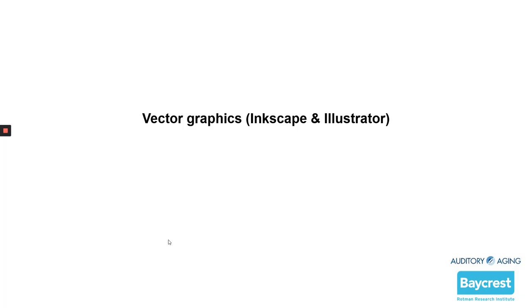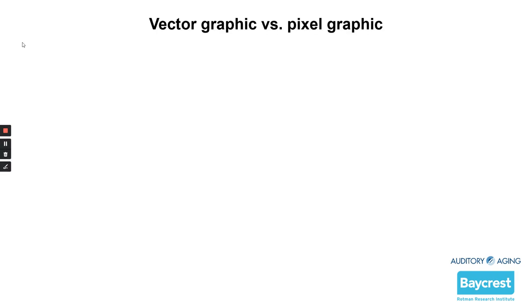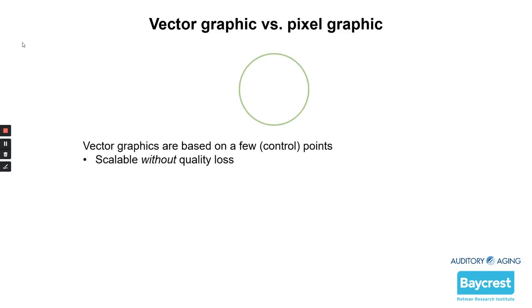I would like to now briefly talk about vector graphics because the final figure for a paper may be created with a vector graphics program. What is a vector graphic and what is the difference compared to a pixel graphic? We may use the circle as an example. Vector graphics are based on a few control points, so it doesn't need to save all the information of the circle, but the circle can be described by 3 points only. And so the vector graphic saves these 3 points.